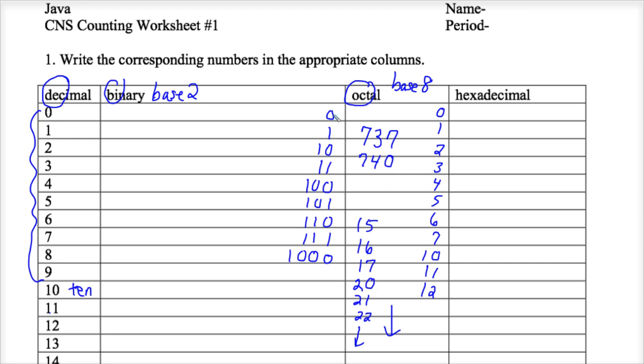Do the rest of the worksheet and make sure that you keep these numbers right aligned over here near the edge of the column. These binary numbers get wide really quickly.